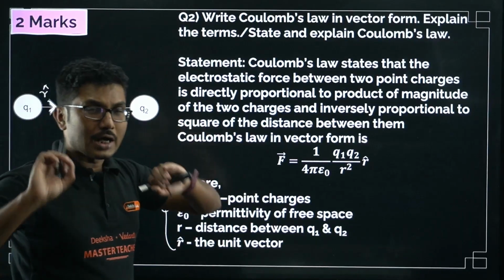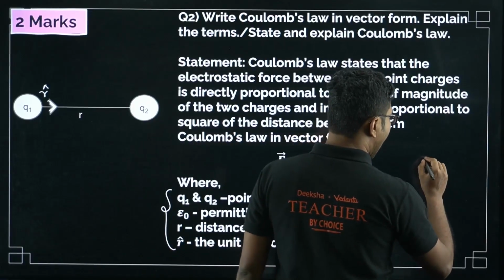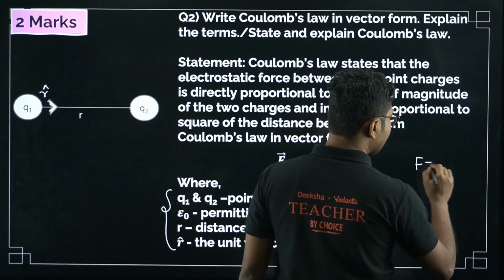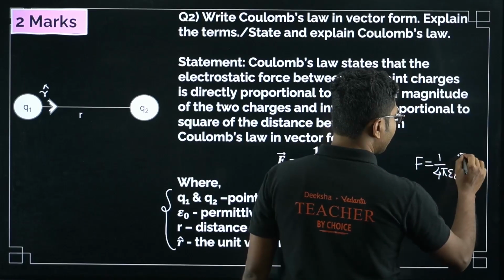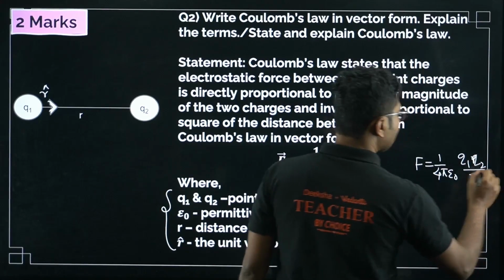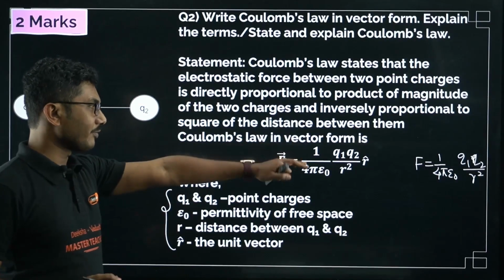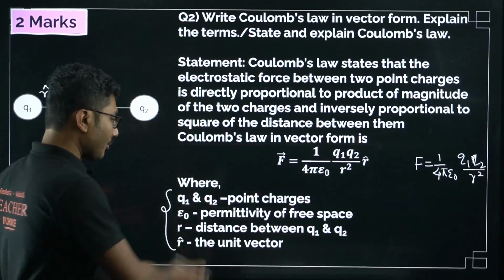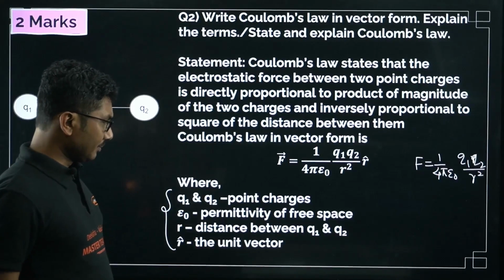If they don't ask you about vector form, then you can write the normal form, that is F equals 1 by 4 pi epsilon naught q1 q2 by r square. This is also acceptable, but that is for normal Coulomb's law. If they ask you in vector form, then you have to write in vector form, and you have to explain these terms. Q1 and Q2 are point charges.